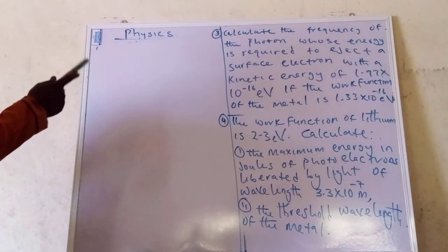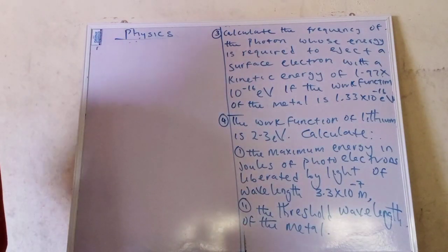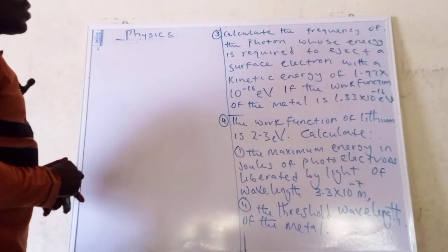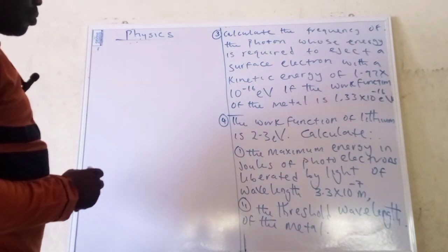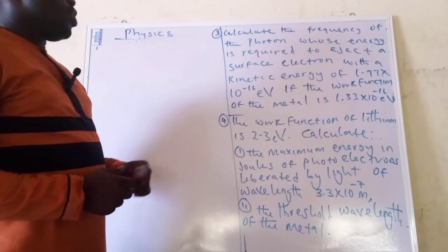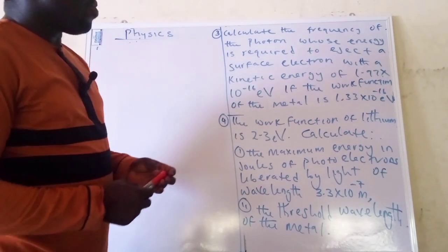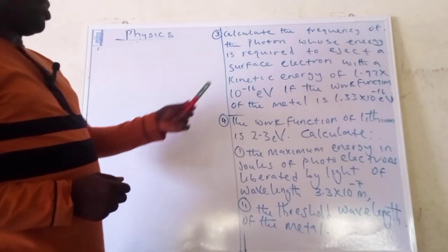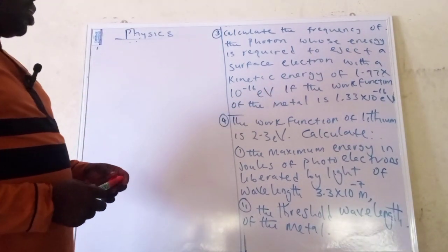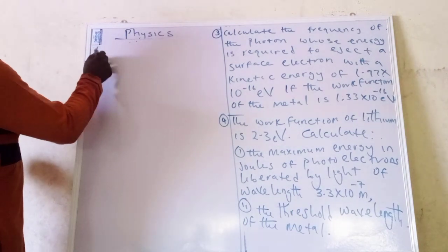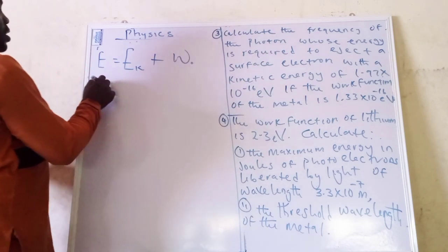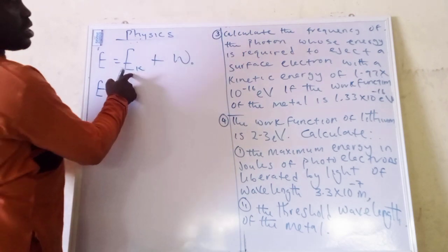Okay, students, we're looking at number 3 question now under the energy quantization that we're considering. Number 3 question says: calculate the frequency of the photon whose energy is required to eject a surface electron with a kinetic energy of 1.97 times 10 to the power minus 16 electron volts, if the work function of the metal is this. So for my general formula of Einstein photoelectric emission, I'm sure you still remember that. Yes, sir. So we have the kinetic energy given to us.